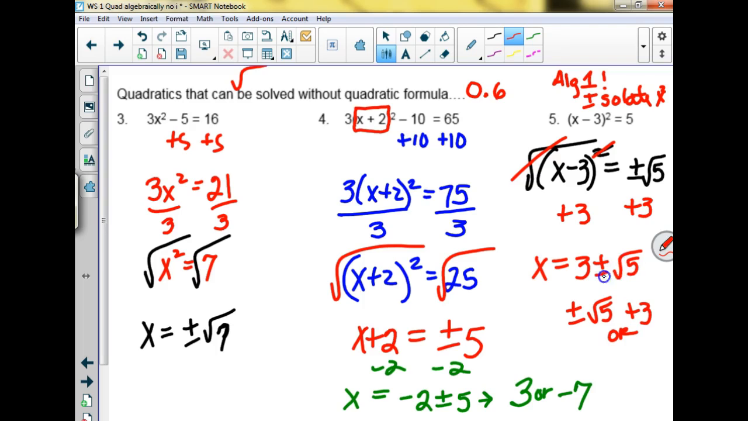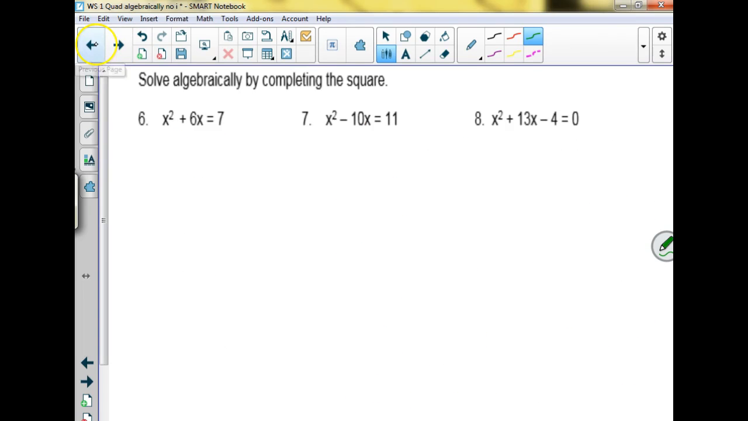Don't put the 3 behind the plus or minus. Once in a while I get somebody who'll write this, plus or minus 3 square roots of 5. Is that the same thing? Okay. Any questions on square rooting? Can you handle those? That's one standard on the quiz.